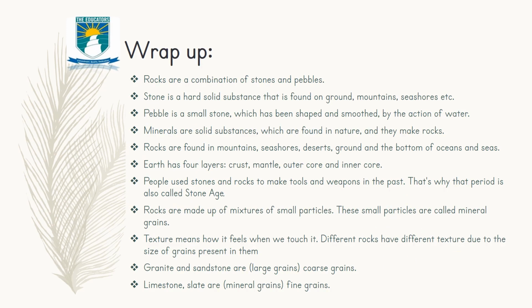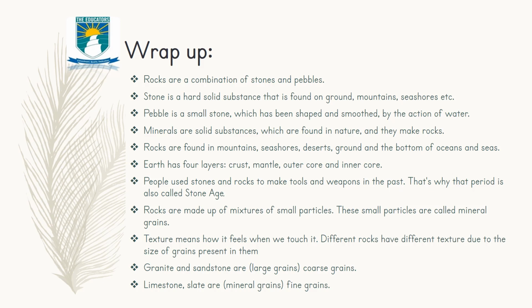Let's conclude our lesson. Rocks are a combination of stones and pebbles. Stone is a hard solid substance that is found on ground, mountains, seashores, etc. A pebble is a small stone which has been shaped and smoothed by the action of water. Minerals are solid substances which are found in nature and they make rocks.